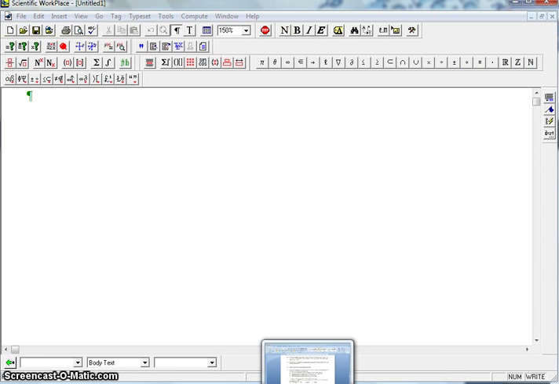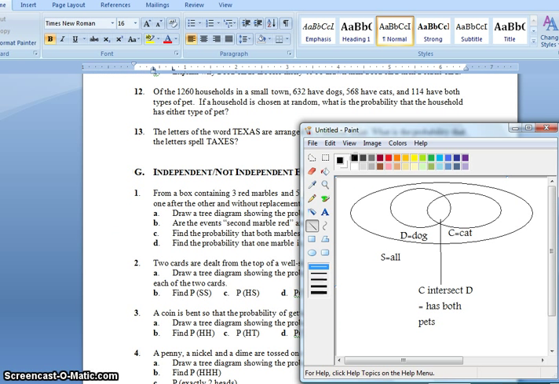Here's a quick video, hopefully fairly quick, introducing conditional probability and independence. It's also very essential that you read the handout that I made up. That's going to have some other examples that'll help out.